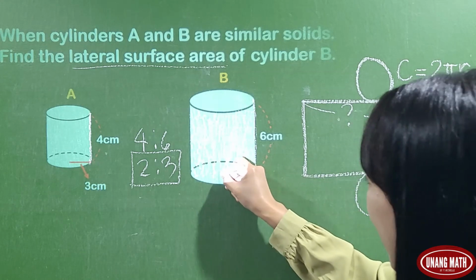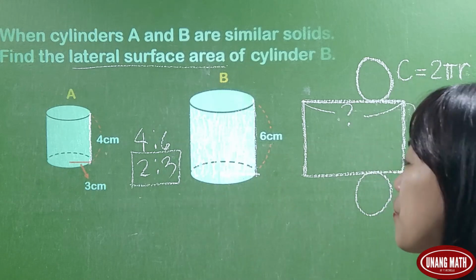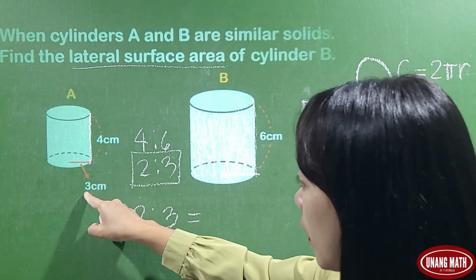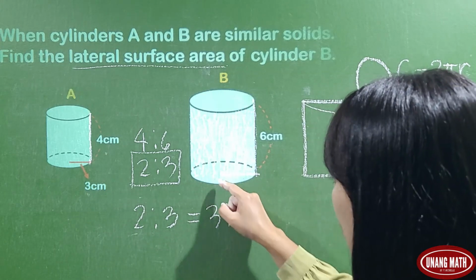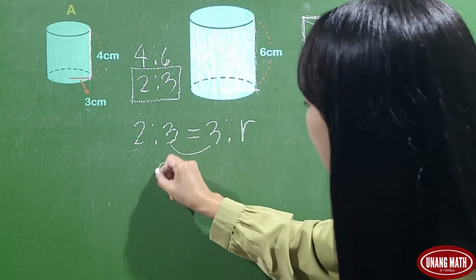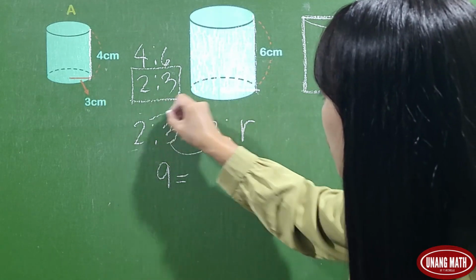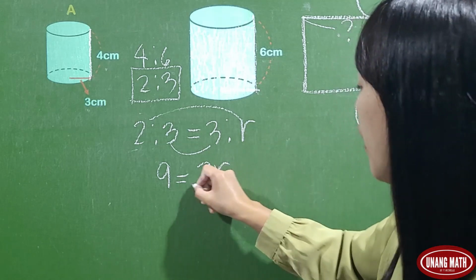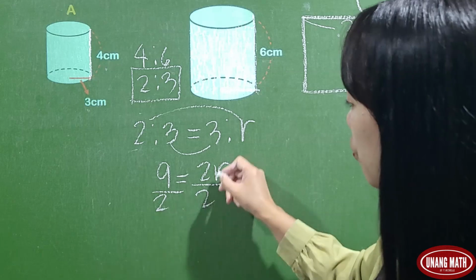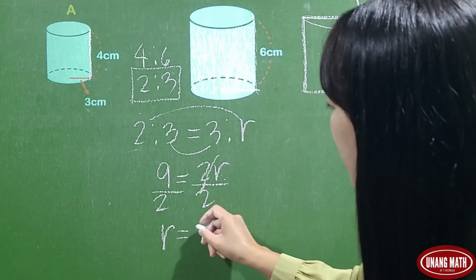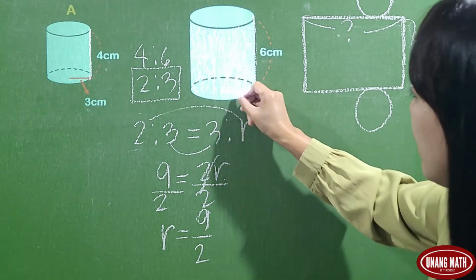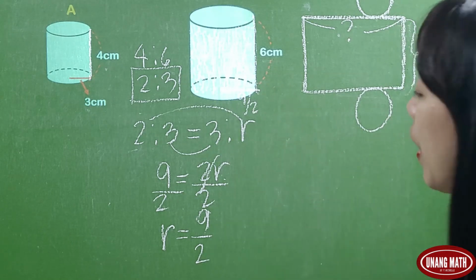Now let's find this radius. So 2 is to 3 would be equal to 3 is to this radius. So this is 9 is equal to 2r. To find this radius, divide both numbers by 2. So it means the radius is 9 over 2. So this is 9 over 2.